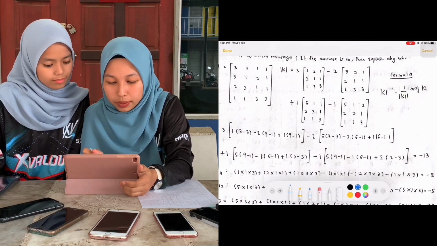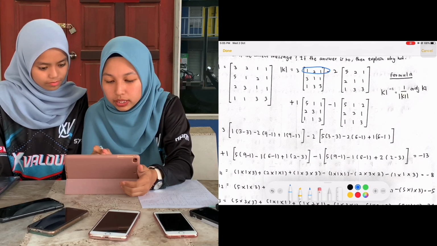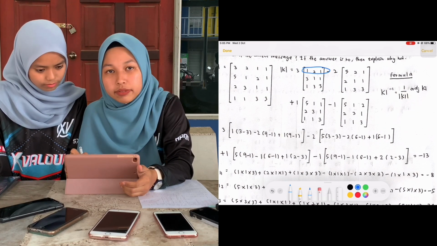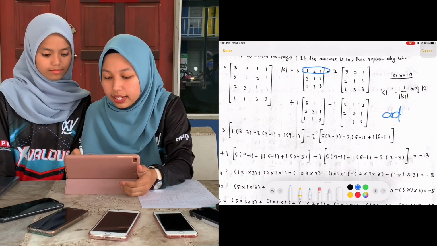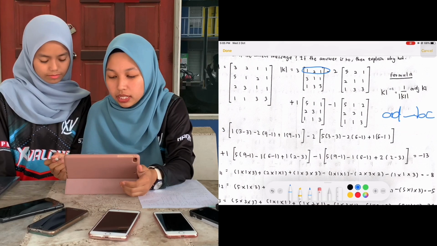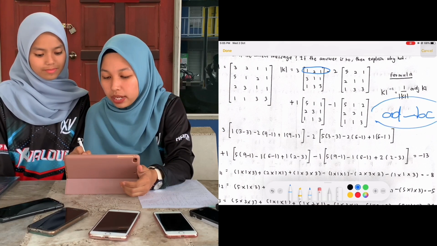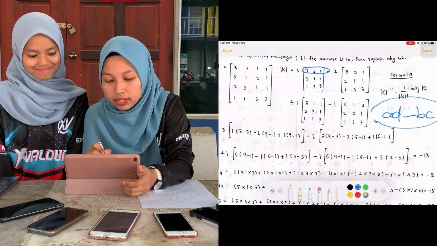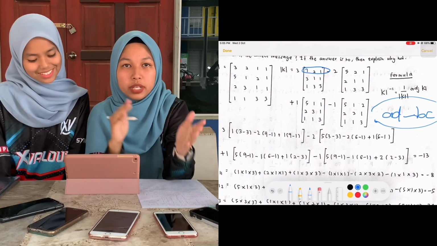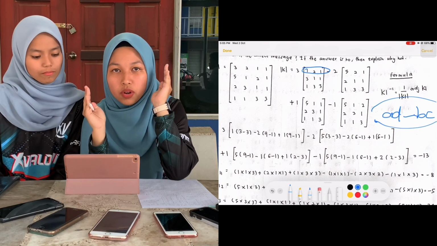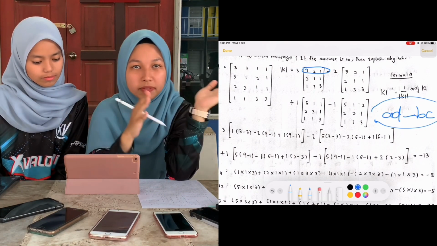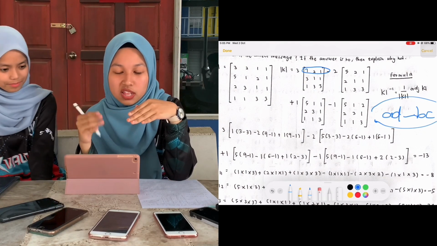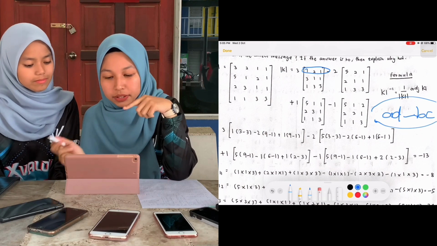Then here we need to do the same thing as before. We just need to remember the formula, which is AE minus BC. And we need to do this formula for each 3 by 3 matrix. Okay, firstly, like I said before, we need to choose the first row and cover it all the time, from the first until the last step. We do this 3 by 3 matrix.